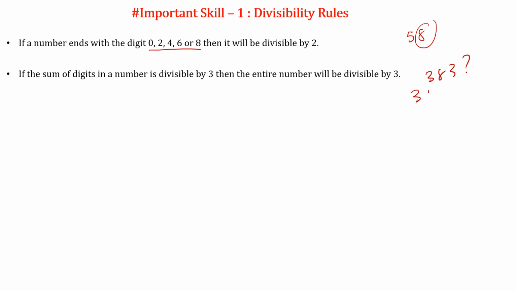So let's check. 3 plus 8 plus 3, that would be 3 plus 8, 9, 10, 11. 11 plus 3 is 14, and 14 is not a multiple of 3. So 383 is not divisible by 3.